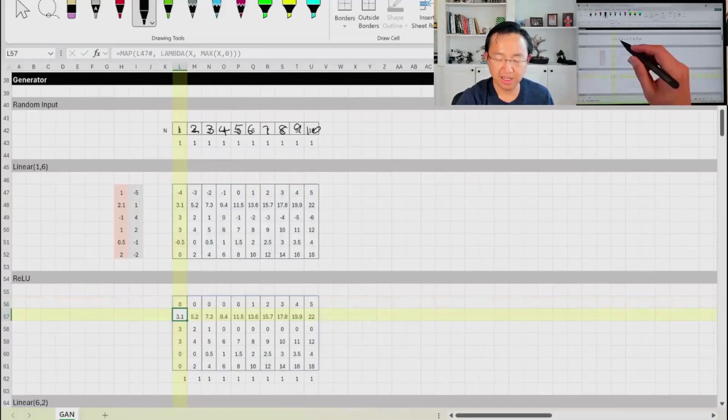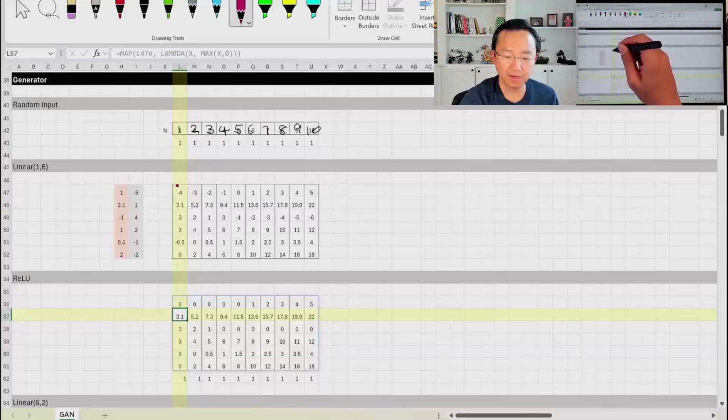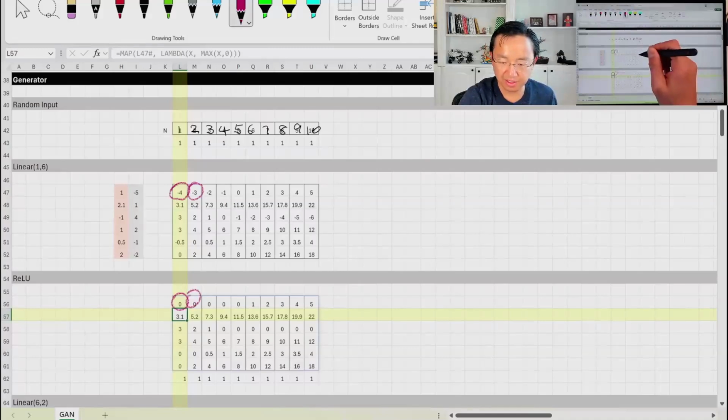Do I have my parentheses? Yes, I do. Ta-da! So just as a sanity check, my expectation for the ReLU function is that the negative value becomes 0, another negative value becomes 0. Since I'm doing the right thing here, this negative value becomes 0, okay? Everything else is the same. 5 still 5, 4 still 4, and so on, okay?